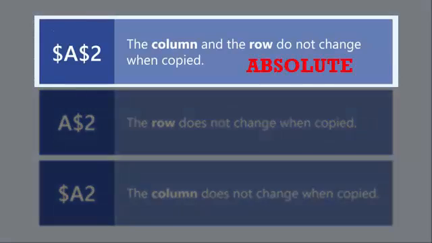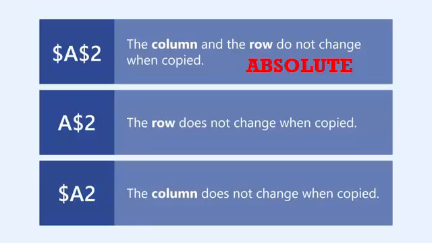Absolute references have a $ sign placed before the column, row, or both to keep them from changing when you copy the formula to another cell. To keep the column and the row from changing, place a $ sign in front of both. So the $ sign acts as a way to lock in or freeze that column or row.